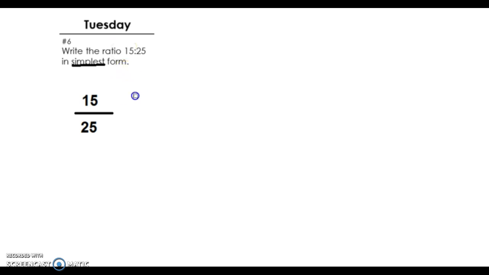So what numbers can go in both these numbers? Well, we know that both are divisible by 5 because they both end in 5. So what's 15 divided by 5? And actually, before we even do that, remember we have to do whatever we do to the top, we have to do to the bottom. So 15 divided by 5 and 25 divided by 5. So let's work that out. 15 divided by 5, if you know your math facts, is 3. And 25 divided by 5 is 5. And that, my friends, is this ratio in simplest form.